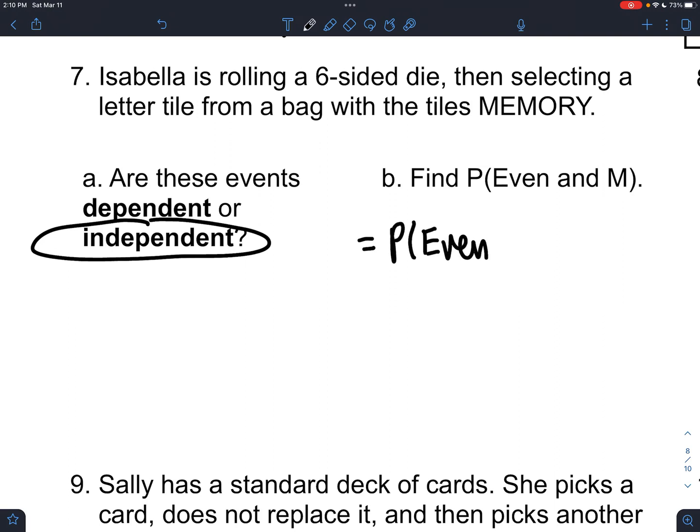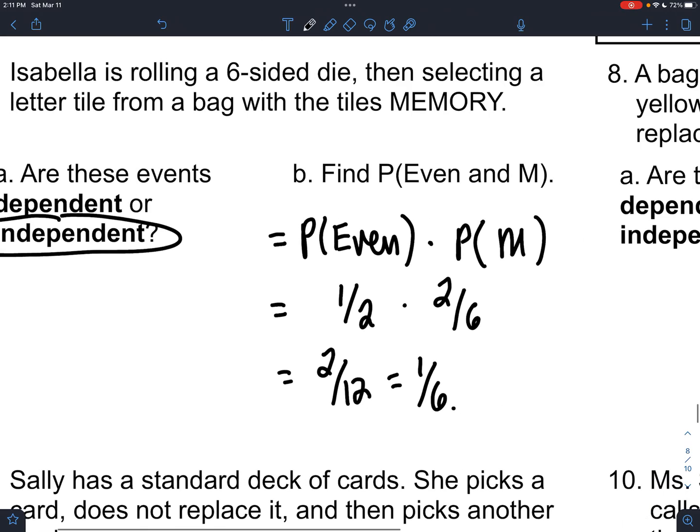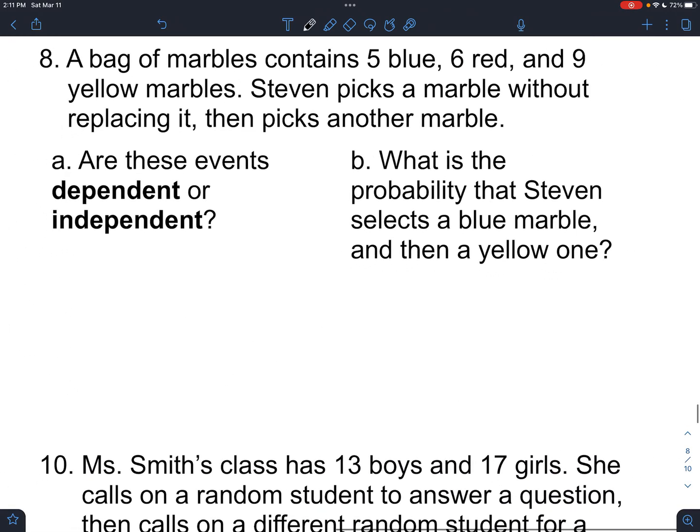What's the probability that you roll an even and you're going to draw an M? Well, the formula says all you have to do for that and is to just do the probability of the event happening. Oops, I meant to say even. The probability that you roll an even times the probability that you pick an M. So the even chance is a half, and the chance you draw an M out of those 6 letters is 2 out of 6. So 2 out of 12 is 1 out of 6. Okay?